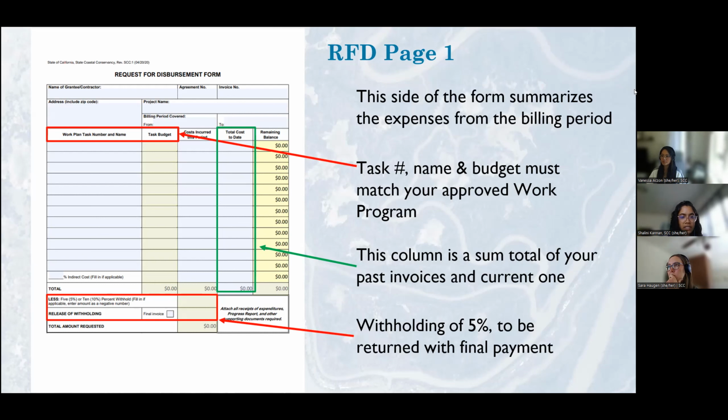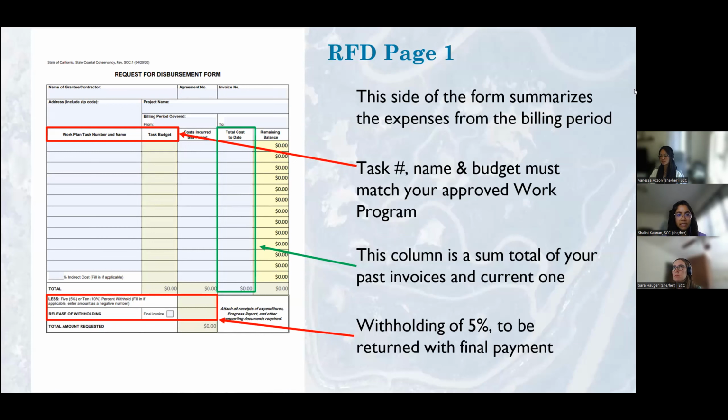At the bottom of this form, you'll see the section about a withholding of 5%. This is a standard term that the Conservancy has on all of our grants. It's a state policy that we withhold a portion of the grant until all the deliverables are completed at the end of the grant. And at that time, we'll return this last 5%.